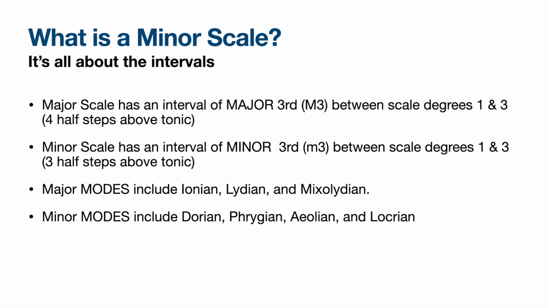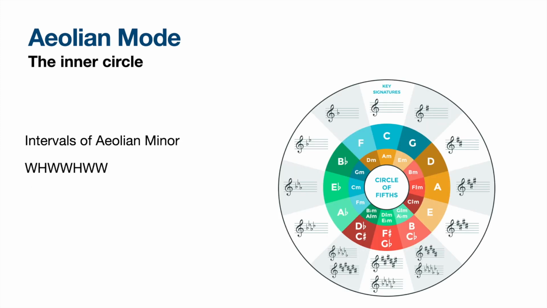All right. Your major modes are Ionian, Lydian, Mixolydian. Your minor modes are Dorian, Phrygian, Aeolian, and Locrian. And today we are talking specifically about Aeolian mode, okay? Because for some reason in Western music, we decided that that was going to be the regular minor key. And there's reasons for that, and I'll get into that later. But so what is Aeolian mode?